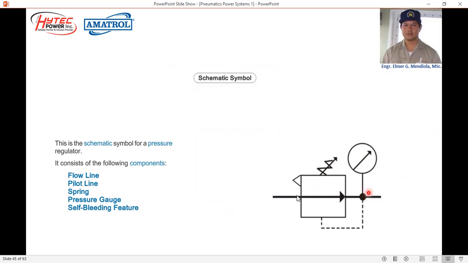This is the schematic symbol for a pressure regulator. It consists of the following components. We have the flow line, the pilot line, the spring, which is usually variable because of the 45-degree arrow, since the spring here is controlled by the adjustment knob, and then we have the pressure gauge and the self-bleeding feature or the vent hole, as indicated in the picture or image that we have seen before of the pressure regulator.